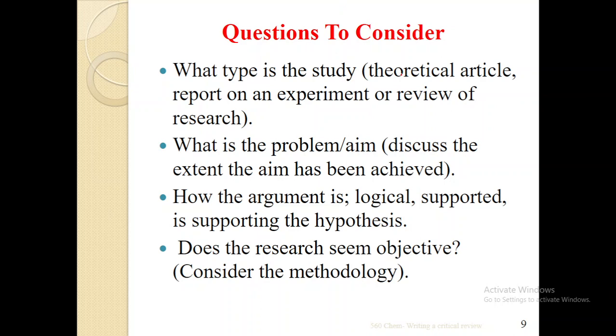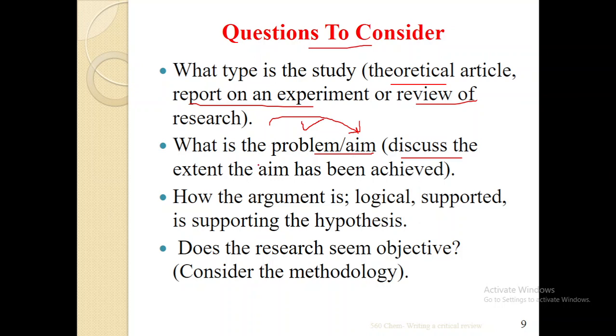Now these are the questions that you should consider whenever you are doing the evaluation. The first question that you should be asking is what type of study it is, whether it is a theoretical article, a report on an experiment, or a review of the research. And then what is the problem or the aim of the study. Okay, you need to discuss the extent to which the aim has been achieved. Sometimes research papers talk about the aim, and then they are unable to achieve that aim through their work. So you need to critically evaluate this as well.